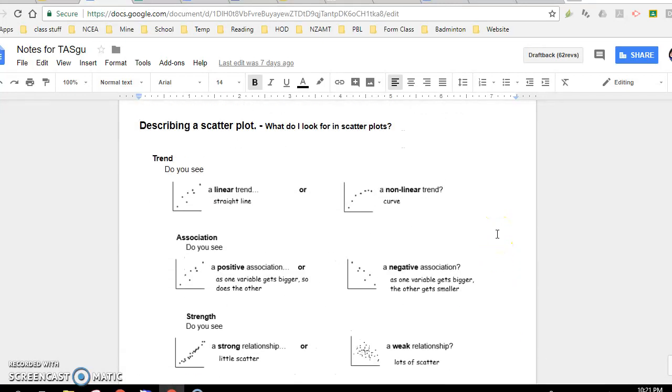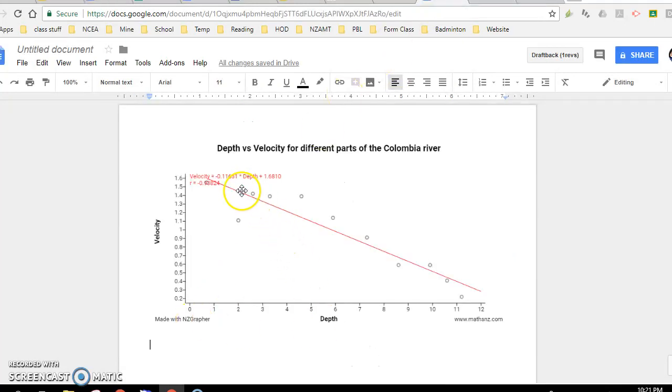So let's have a look at our current graph. What have we got? Trend. Well, this one looks pretty linear. So I would put this as a linear relationship. I'm going to just use all the words in one sentence. It's a linear relationship.